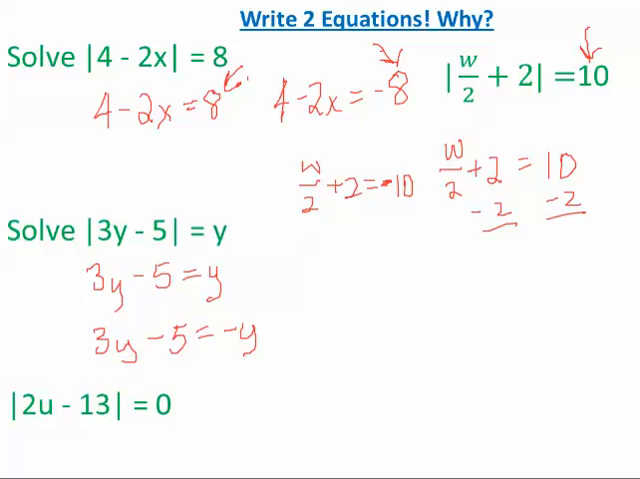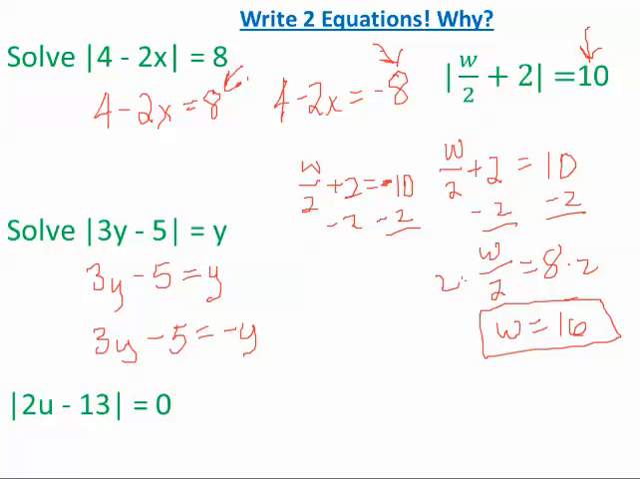Subtract 2 from both sides, and W over 2 equals 8. How do I get rid of divided by 2? Well, I multiply by 2. So W equals 16. That's one of the possible answers. Then I can do the other guy. Same step, subtracting 2, but I'll get a different answer because my 10 is negative. So W over 2 equals negative 12, or W equals negative 24.